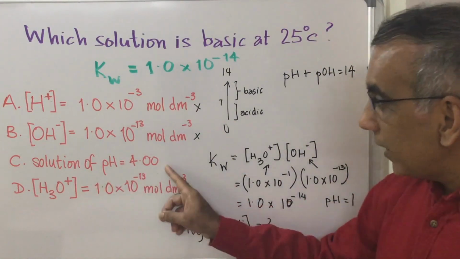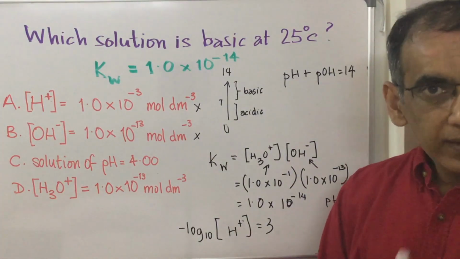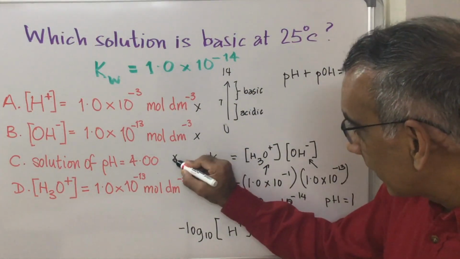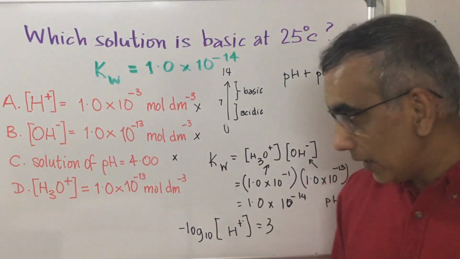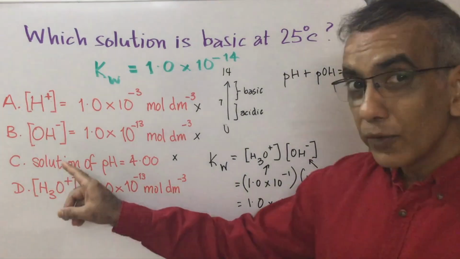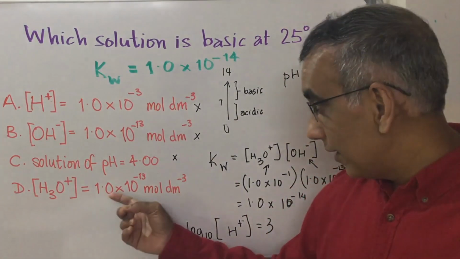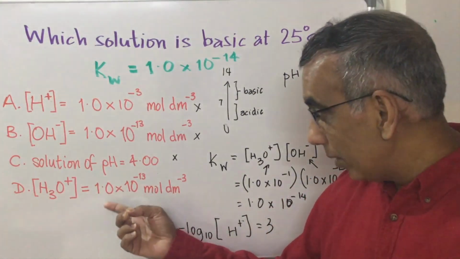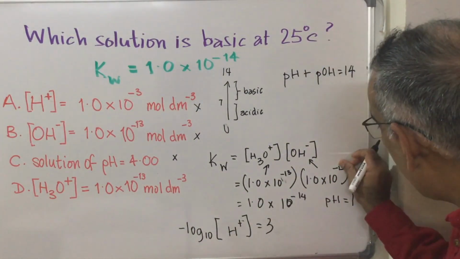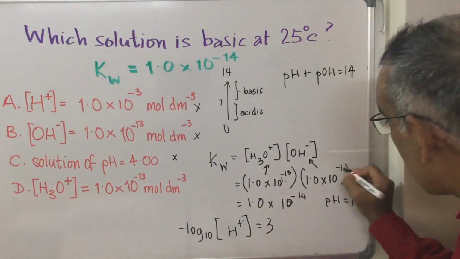A solution of pH 4, straightforward. That's on the acid side of the pH scale. So by elimination, we have arrived at the answer of D. But let's see why D is correct. And here now you have the hydronium ion concentration is very small, 1.0 by 10 to the negative 13.